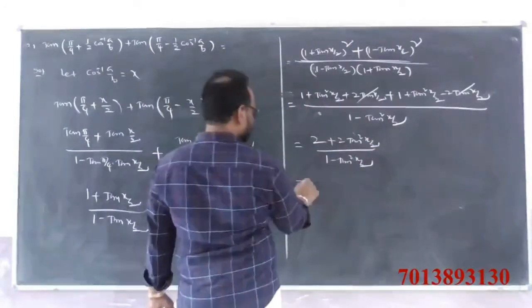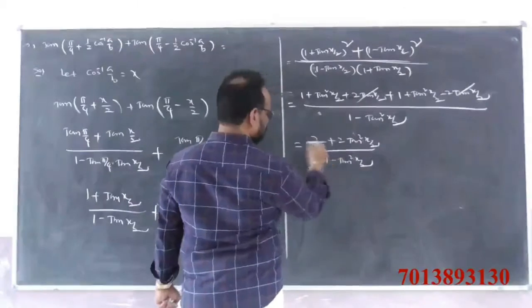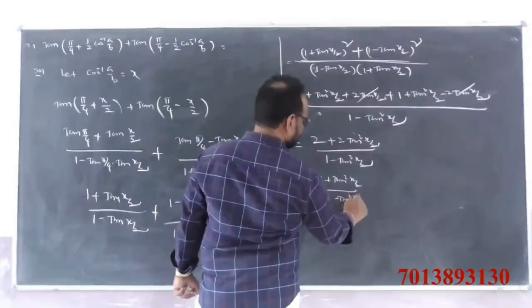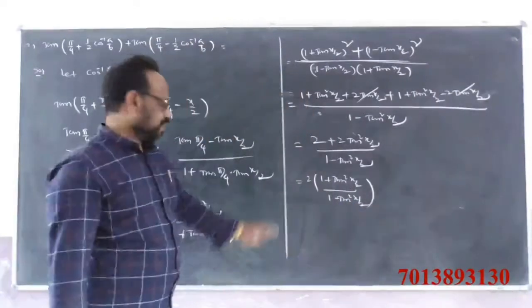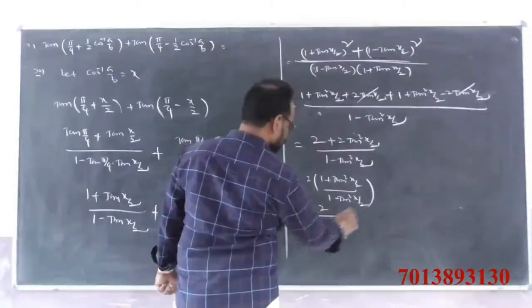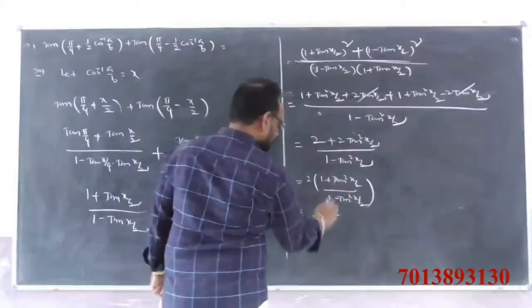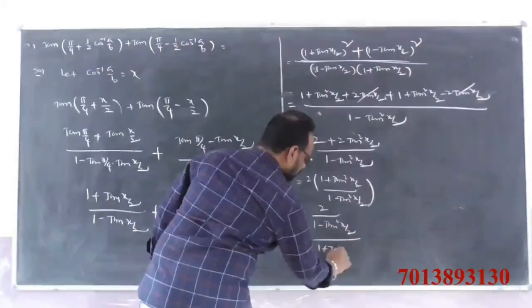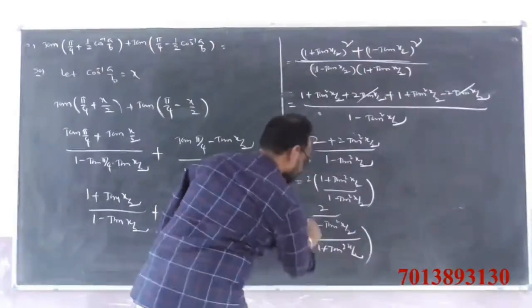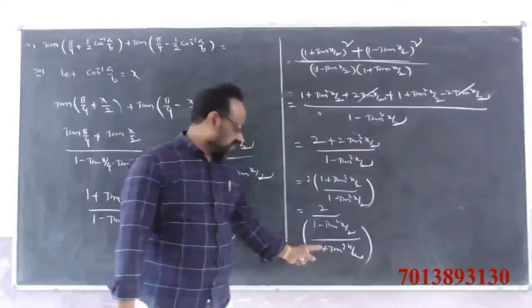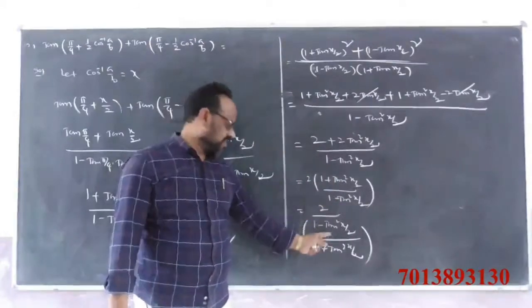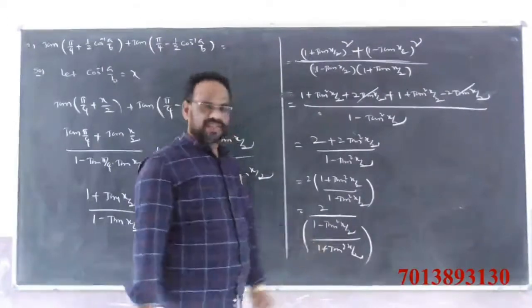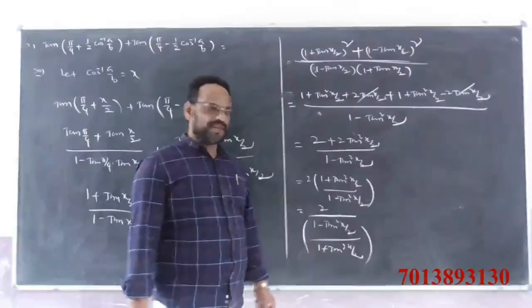So if you take 2 as common, we get 2 times 1 plus tan square x by 2 by 1 minus tan square x by 2. If you write this like this, 2 by 1 minus tan square x by 2 by 1 plus tan square x by 2. Its reciprocal is this one. For our convenience, this can be written as 1 minus tan square x by 2 by 1 plus tan square x by 2.